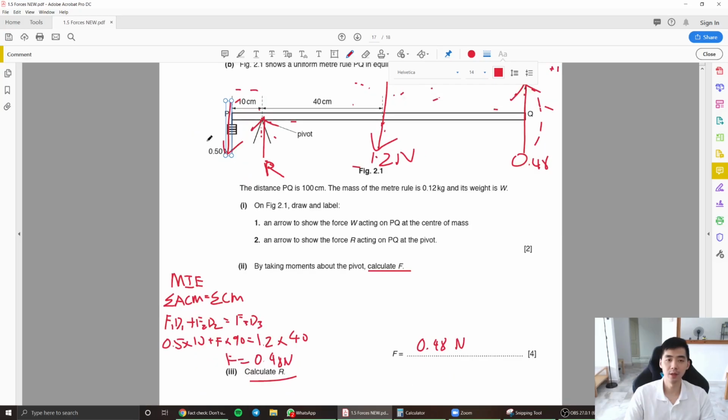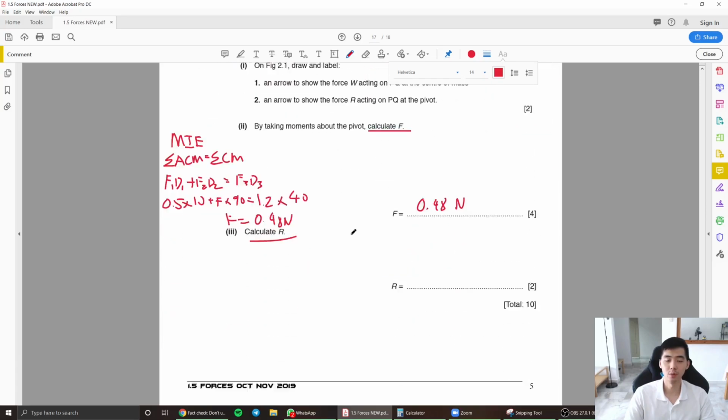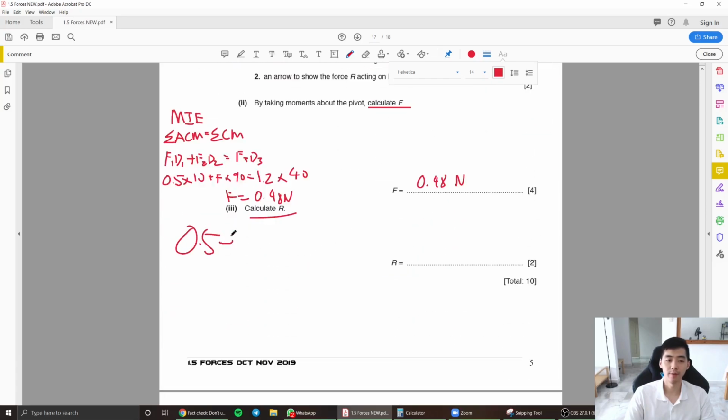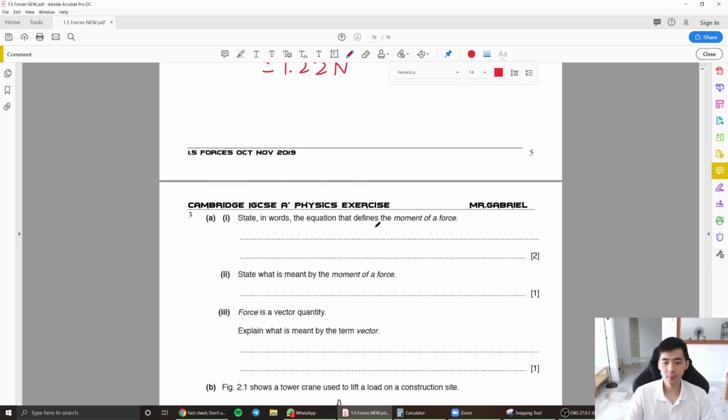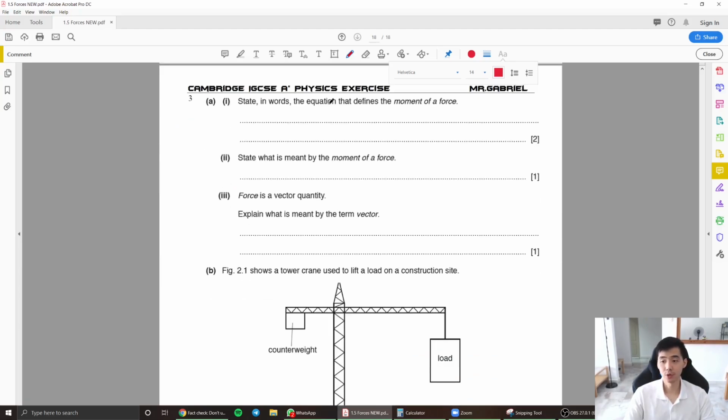From here it is basically 0.5 plus 1.2 is equal to R plus 0.48. Press that into the calculator. 0.5 plus 1.2 minus 0.48. You get a final answer of 1.22 newtons. 1.22 newtons here. Okay?